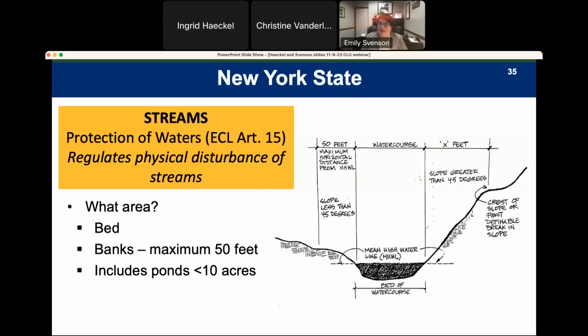And then the banks of the stream are the area that slopes down toward the stream up to a maximum of 50 feet. Occasionally it can be more than 50 feet if it's steeper than 45 degrees, but for the most part, it's just the bed and the banks up to a maximum of 50 feet. So that's the area regulated by New York State. It doesn't really provide a buffer to the level that Ingrid was speaking about. The area that is part of the stream ecosystem may extend beyond that.